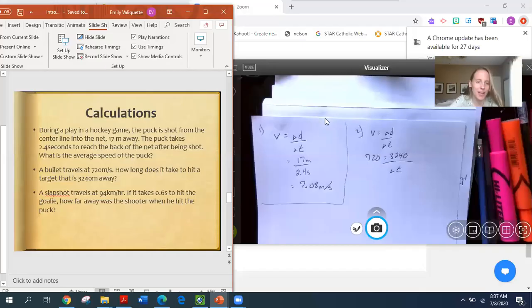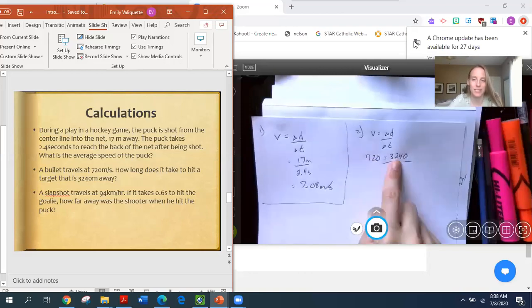Okay, so for this one, the bullet is traveling at 720 meters per second. So once again, it has given us a speed. So we're dealing with speed again. And it wants to know how long does it take to hit a target that is 3,240 meters away. So we're given the speed, we're given the distance, we are asked for the time. So we're going to start with the same formula we used last time. This time we are just solving for a different variable.